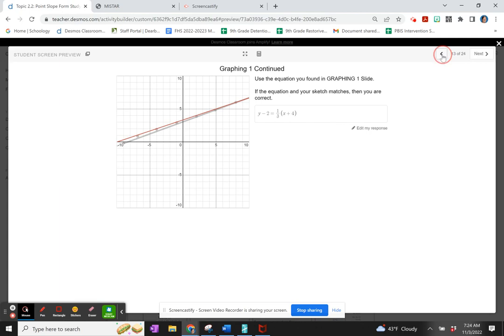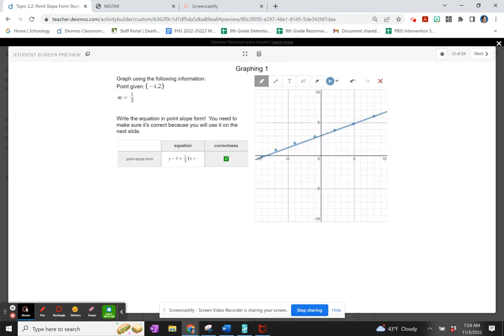Actually, I can notice now that this point I actually plotted incorrectly. I only went over 2. So that's awesome that it caught that. So 1, 2, 3. So then that would make my line angled more that way. So it's a great self-check.